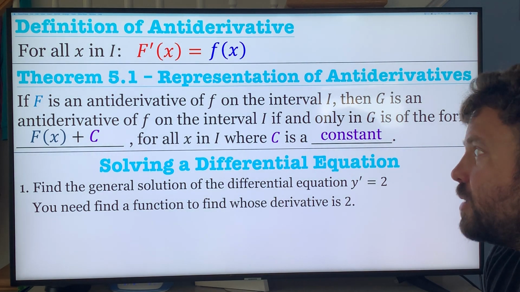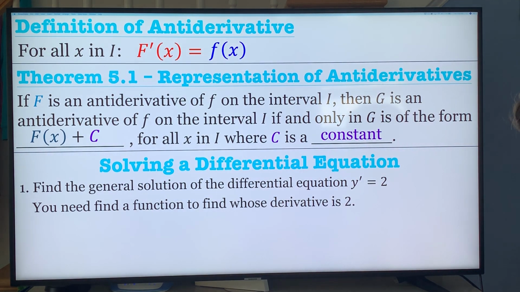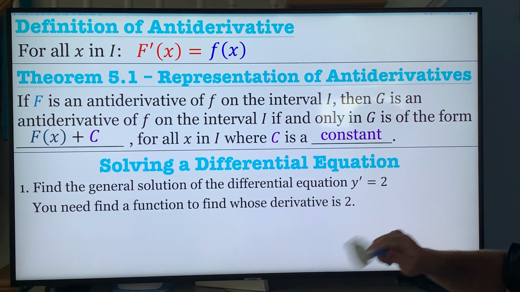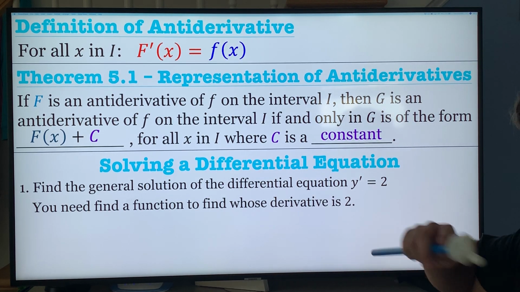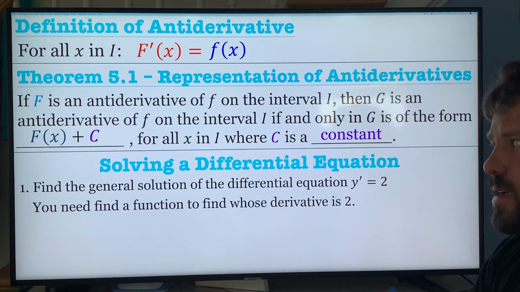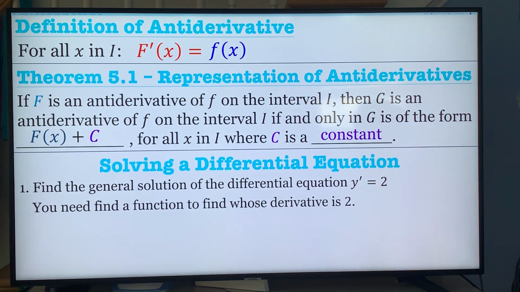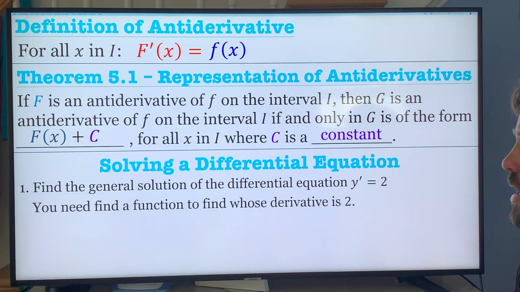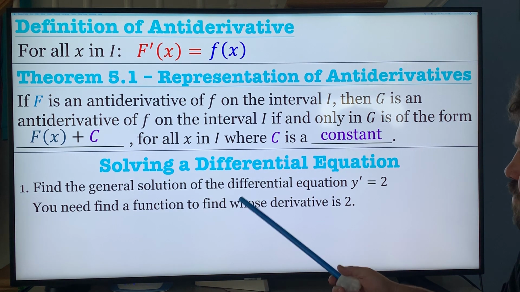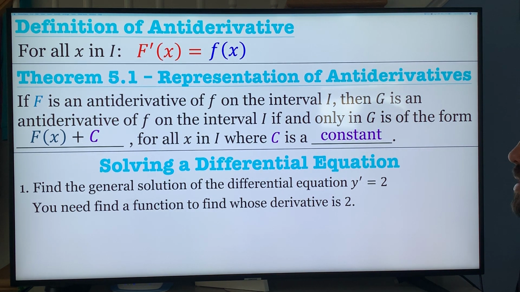So what all this pretty much means is once you do find the integral, which is the antiderivative, so when you're going backwards from the derivative, you have to add a constant on, because remember the derivative of a constant is 0. So you don't know what that constant is, but I'm going to show you how to find out. So here's how you find a differential equation.